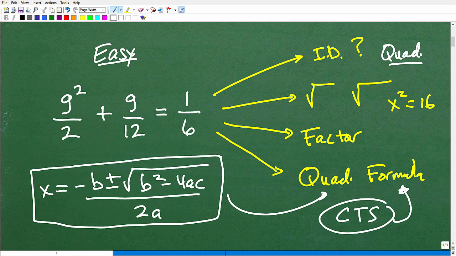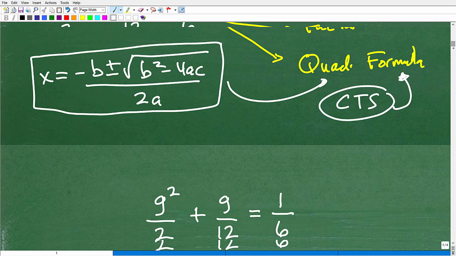All right, so I'm going to go ahead and get into the solution here. And if you don't want to see it, pause the video if you want to continue to work on this problem. Okay, here we go.